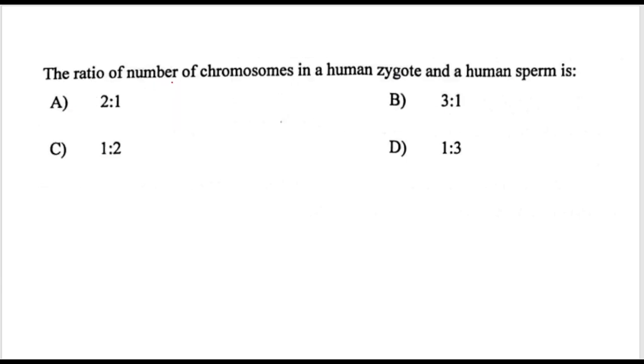Ratio of number of chromosomes in a human zygote and a human sperm is: human zygote has 46 chromosomes, whereas the sperm has only 23 chromosomes. The zygote is diploid, receiving one set of chromosomes each from both the parents, but here only one set of chromosomes from father is involved. So we can say the ratio is 2:1.